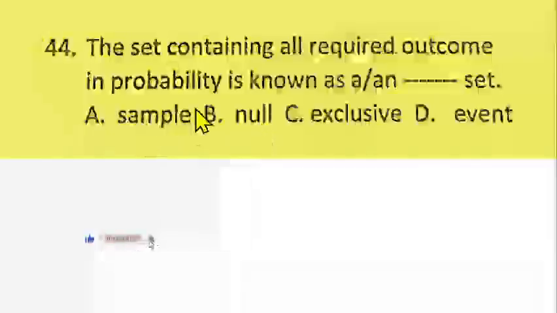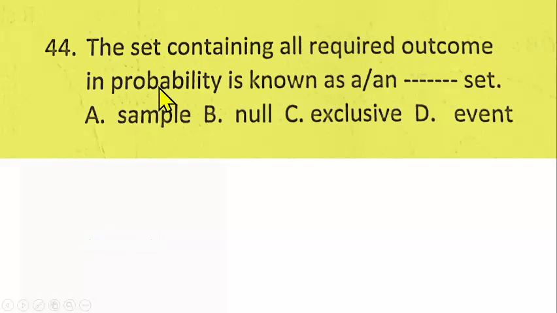Question number 44. The set containing all required outcomes in probability is known as the sample space. If you are familiar with probability, this question is from probability. The set containing all required outcomes in a probability is known as the sample space, which is option A.